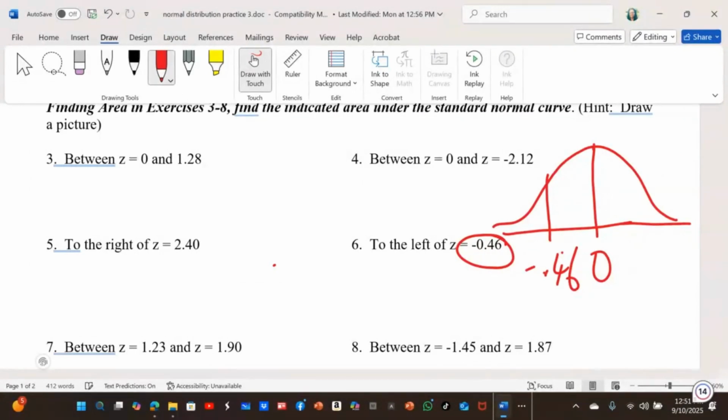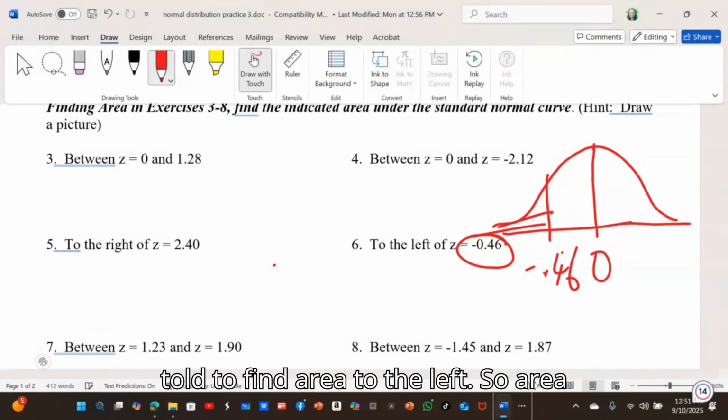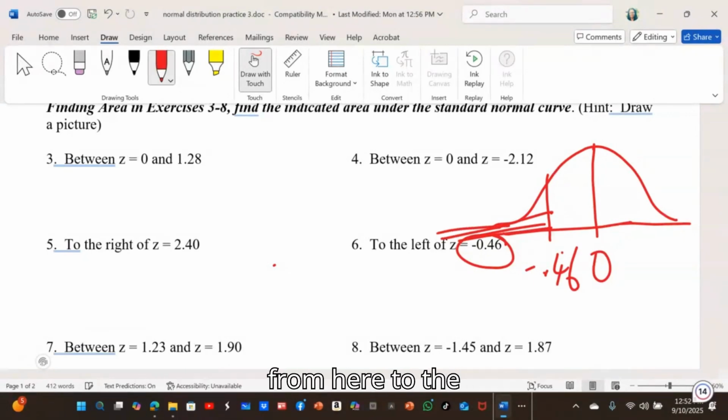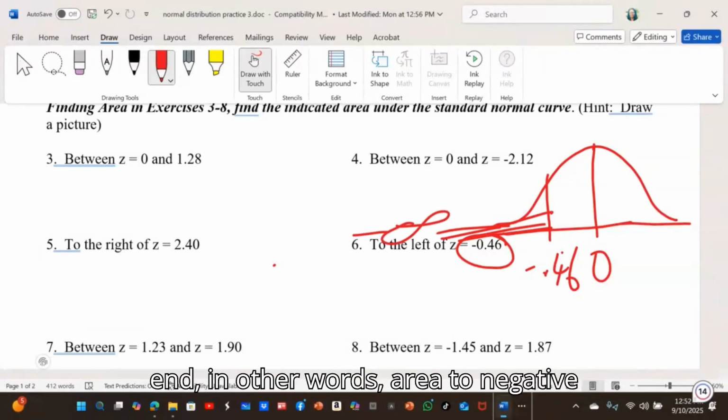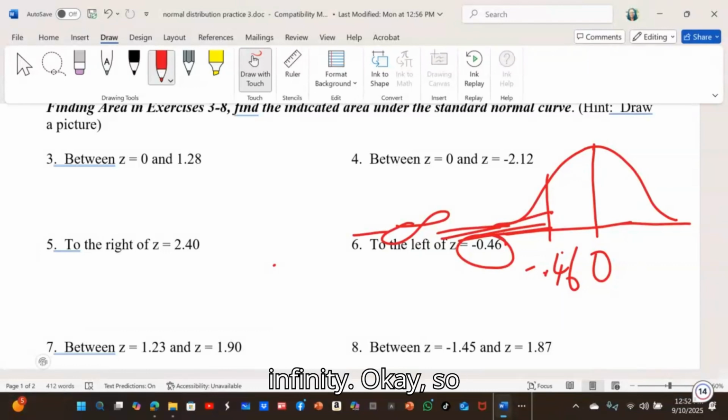Negative 0.46. Okay, and I'm told to find the area to the left. So area from here to the end, in other words, area to negative infinity. Okay, so we already read the chart. Let's look at the chart again.